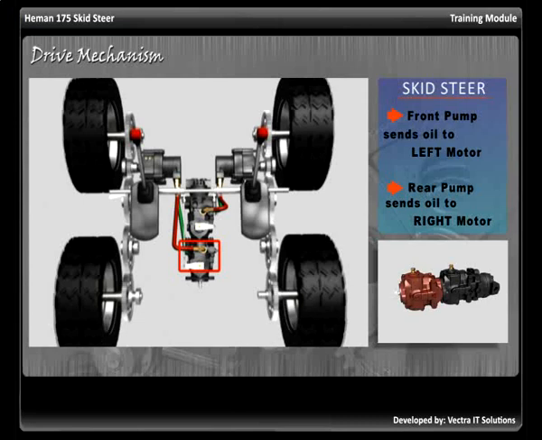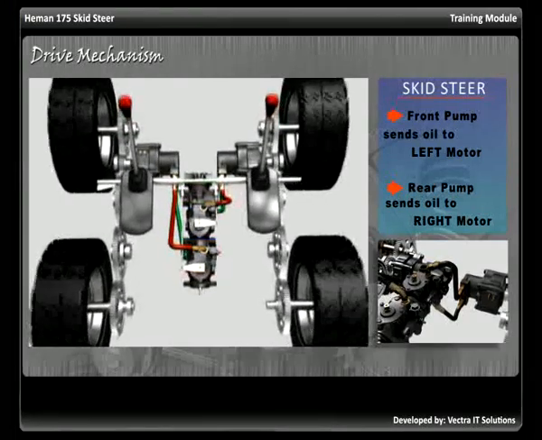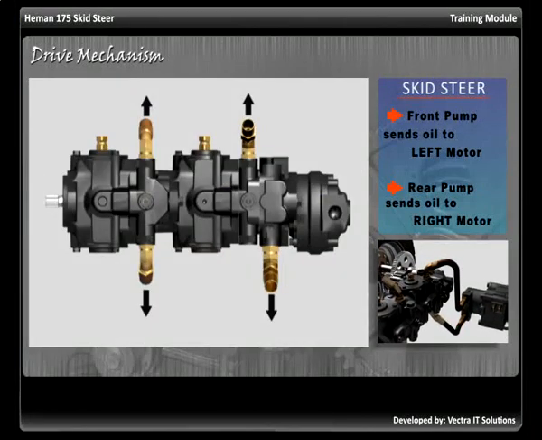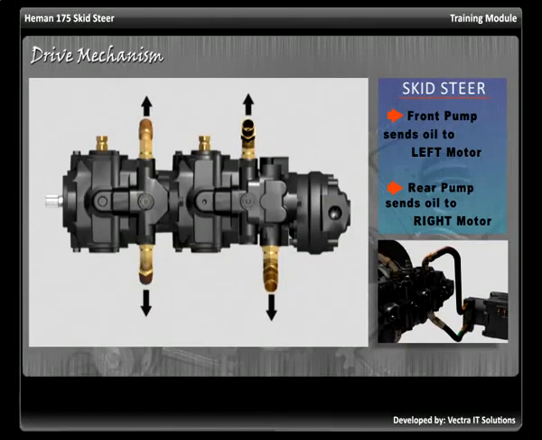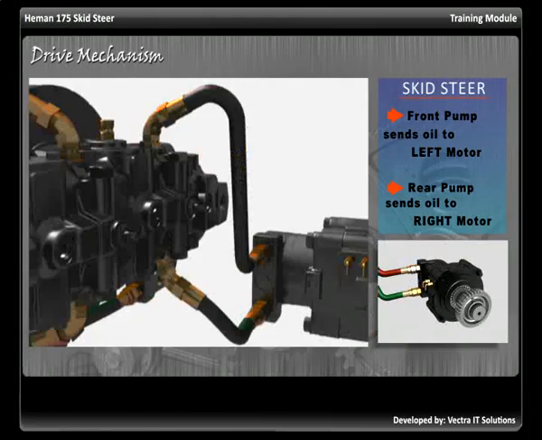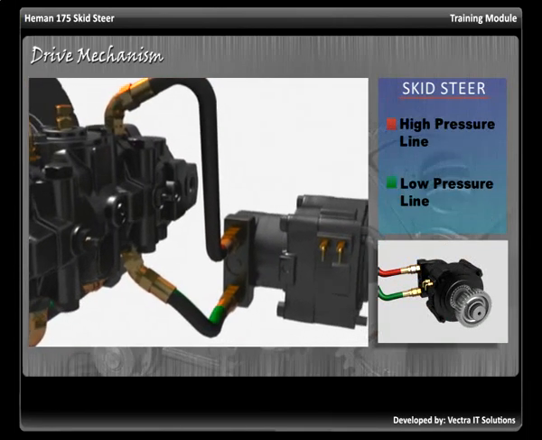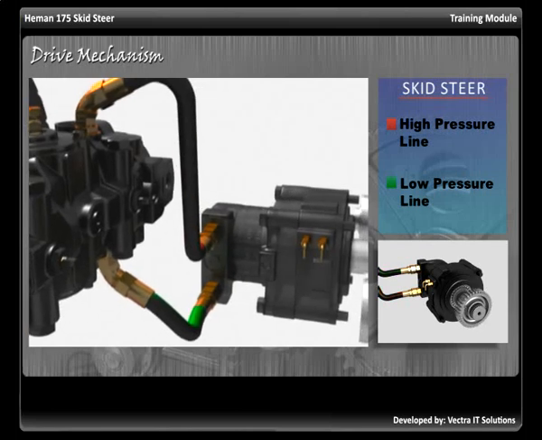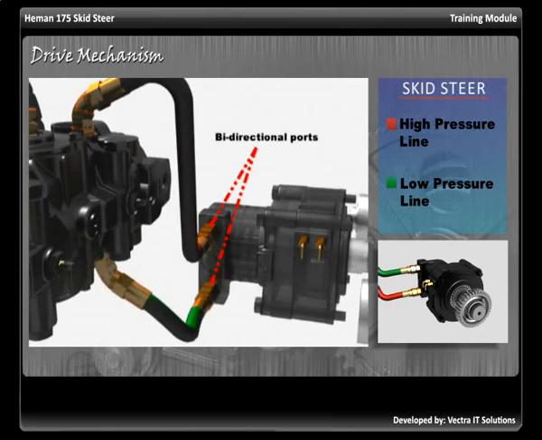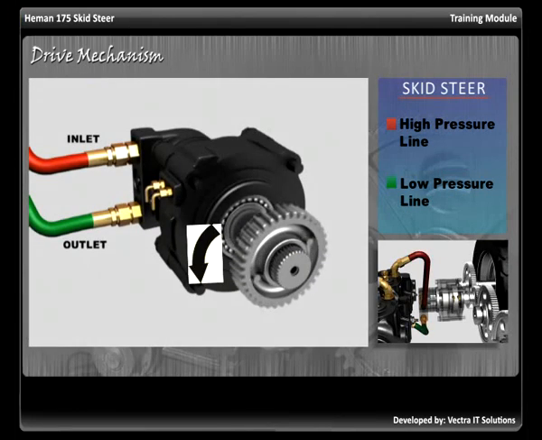Once the front pump and the rear pump receive oil from the charge pump, it is pushed to the motors through ports located on top and bottom of the hydrostatic pump. The flow of the oil into the hydraulic motor pushes the gear teeth and produces motion in the motor. The motors in skid steer are bidirectional, which means that the oil can enter into the motor from either port. When one becomes inlet, the other becomes outlet, and vice versa.